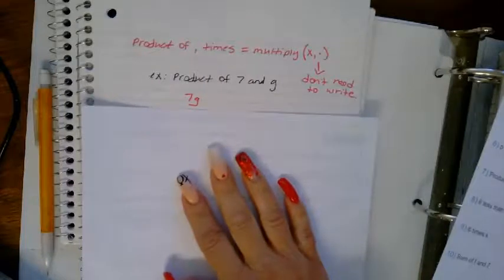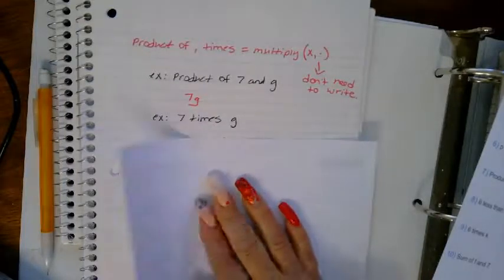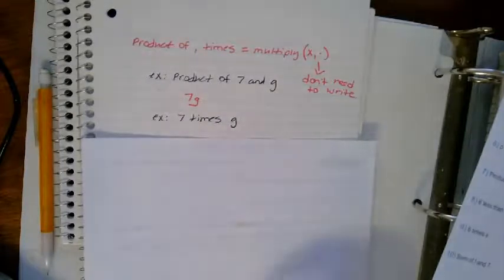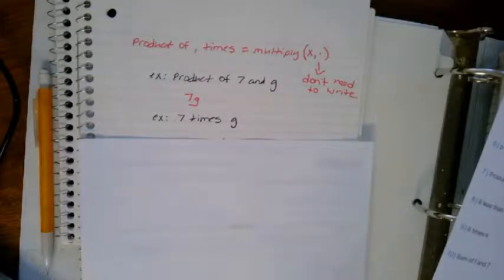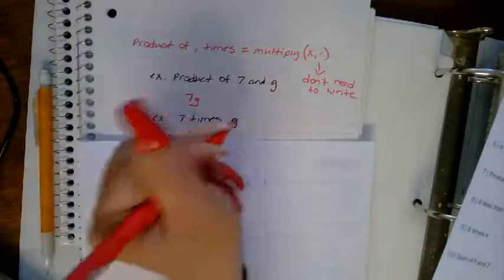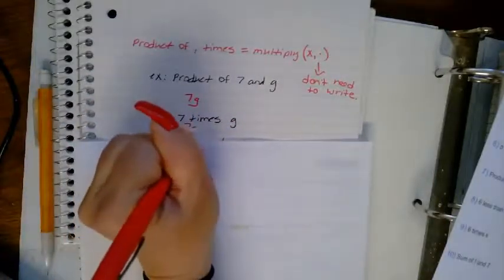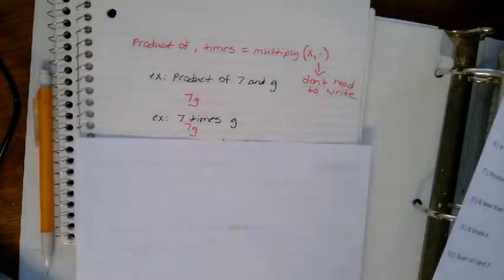All right, let's look at 7 times G. What's that going to look like, you guys? Make sure you write down the example too. 7 times G. Just a little bit different wording, but show me what it looks like. Yes, just 7G again, right? So our product of and times are meaning we're multiplying. We're just going to put them right next to each other. Awesome.